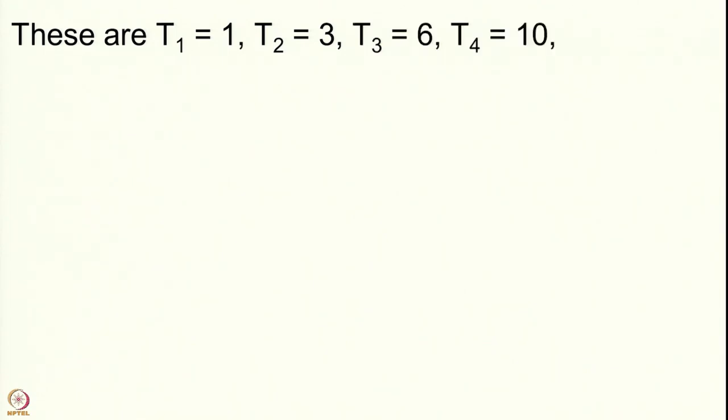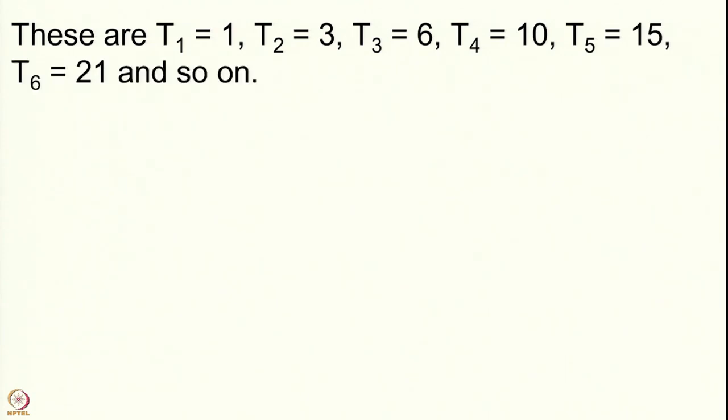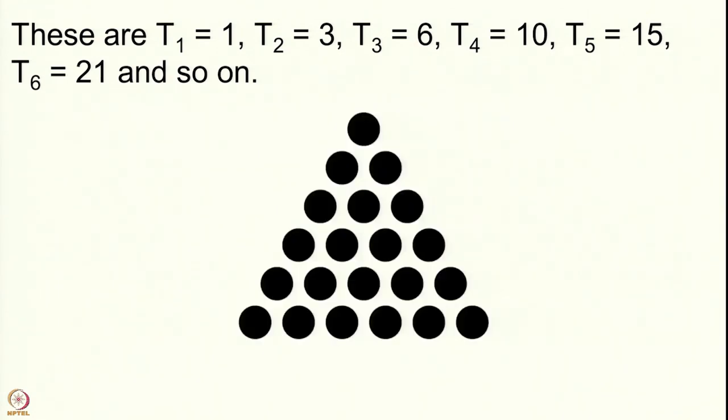We can look at other geometrical figures. Let us start with triangles. We start with triangles. So, we have triangular numbers. These are T1 which is 1, T2 which is 3, T3 is 6, T4 is 10, T5 is 15, T6 is 21 and so on. And let me give you a figure to represent the triangular numbers.